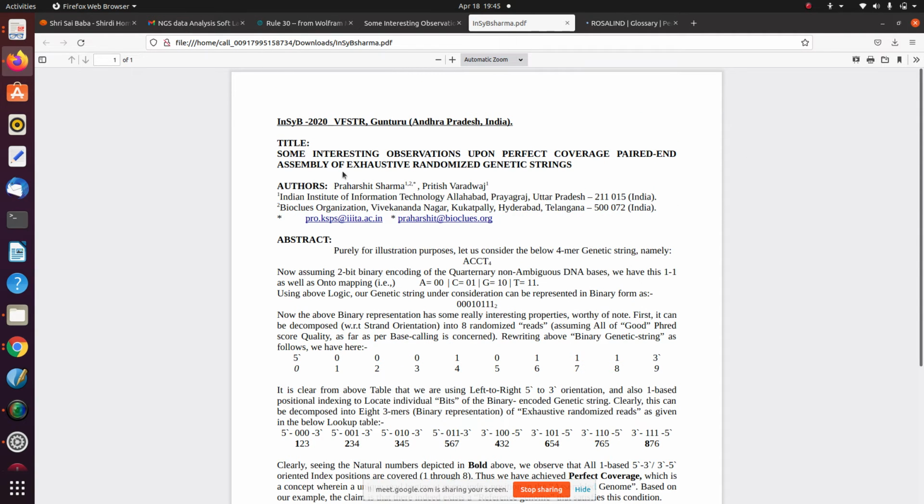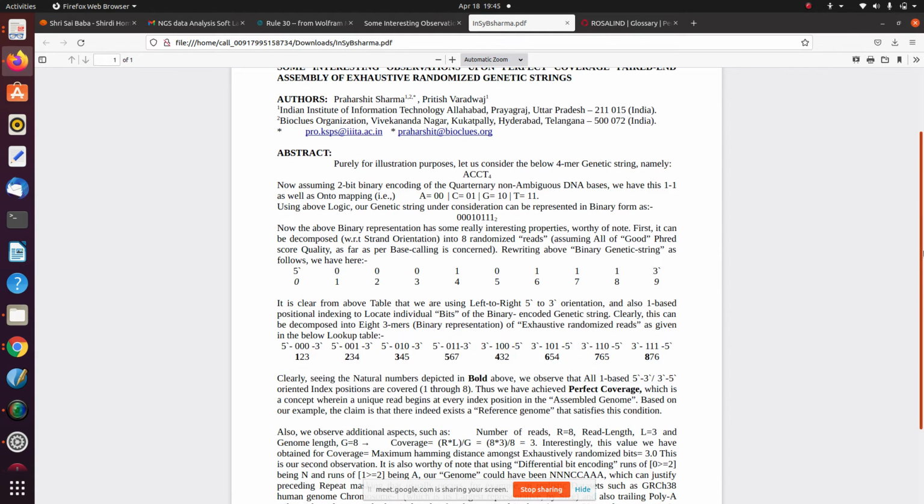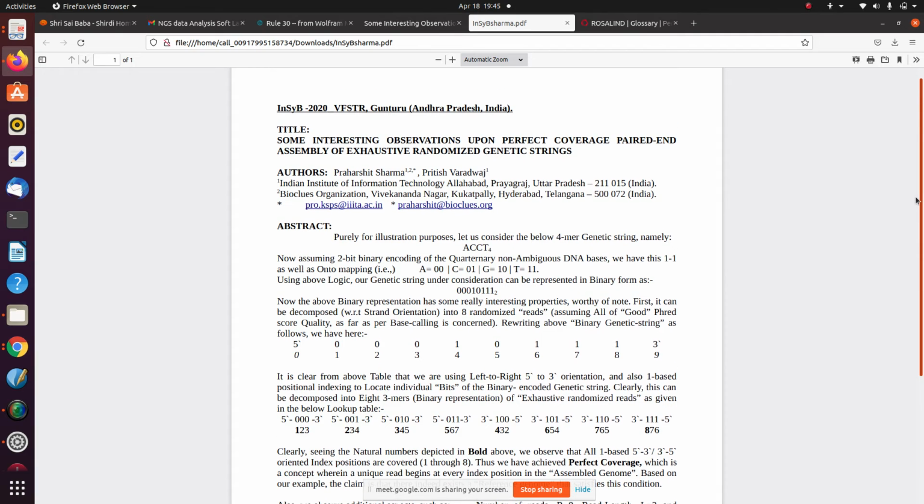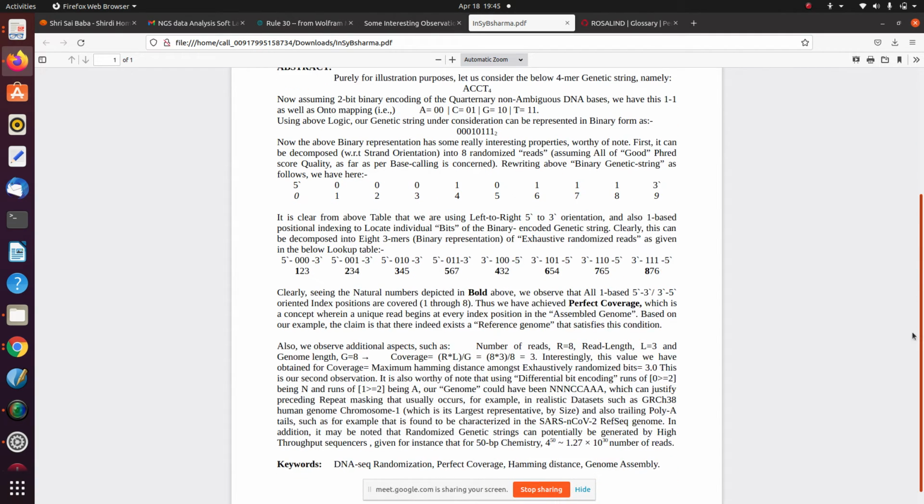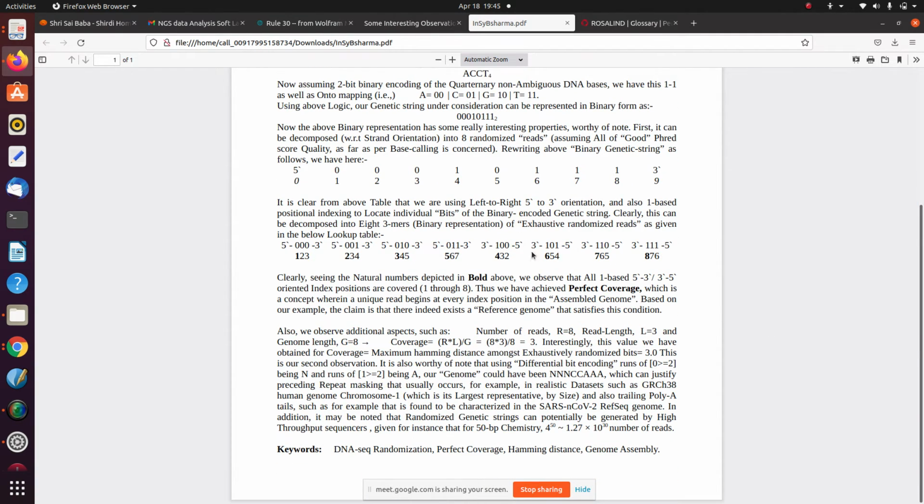And that is a title. What is a title? Some interesting observations upon perfect coverage had in the assembly of exhaustive randomized genetic studies. Okay, this was presented by us at InSIB, International Symposium on Bioinformatics, which is conducted by Asia Pacific Bioinformatics Network in December of every year. In 2020 it was conducted at Vignan University, Guntur. It was online mode.